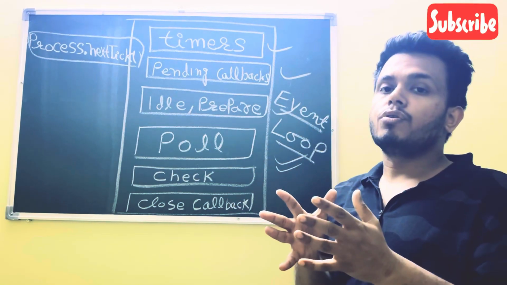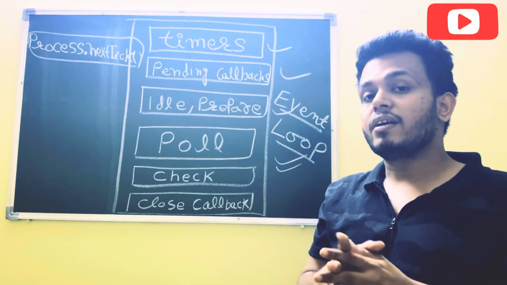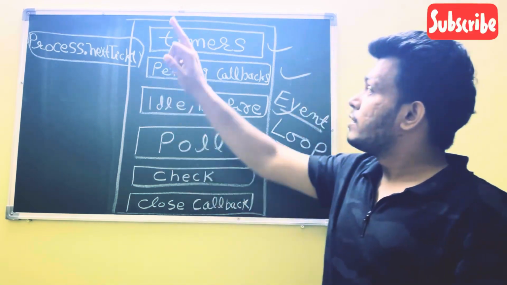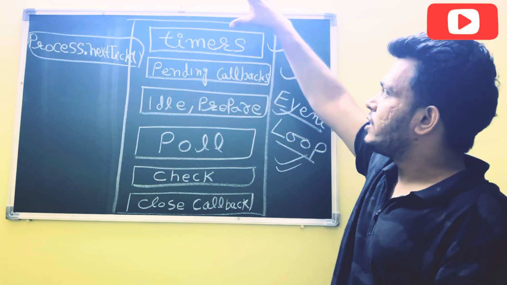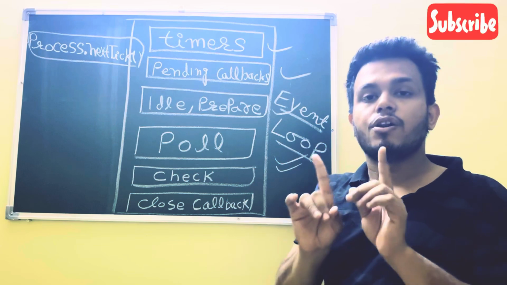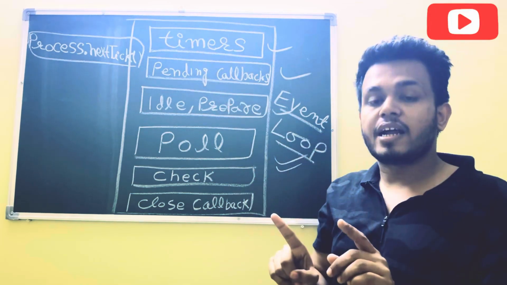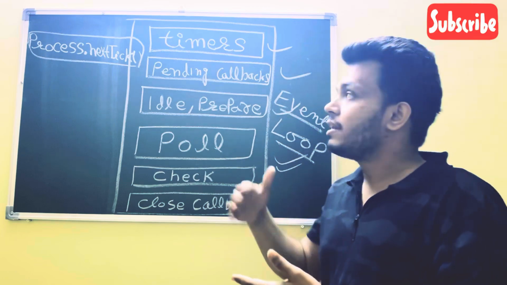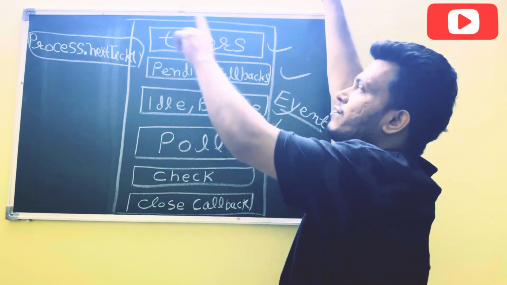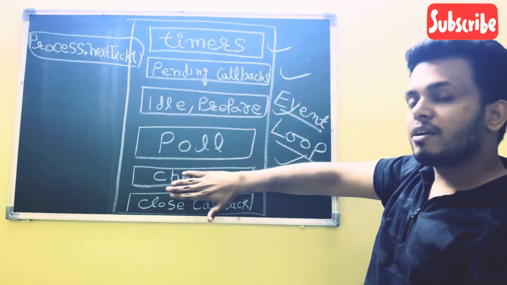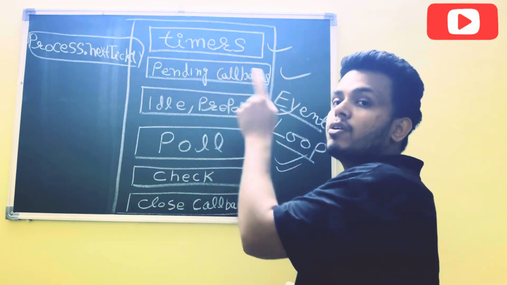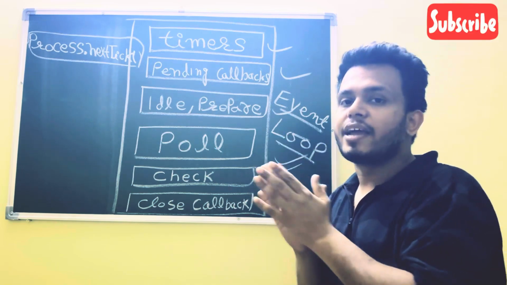Suppose you write one setTimeout and one setImmediate in your code. What do you think, which will run first? As you see in the diagram, timers is the topmost, so setTimeout should run first. No, it will not run first. Timers, as I said, will not run immediately. First it will register in the phase, and in the next phase it will run. Check, setImmediate, will run immediately, so it has higher priority than setTimeout or setInterval.